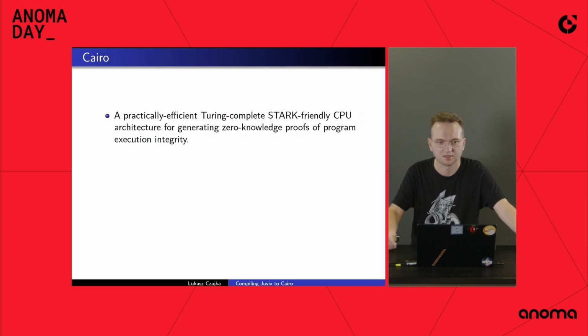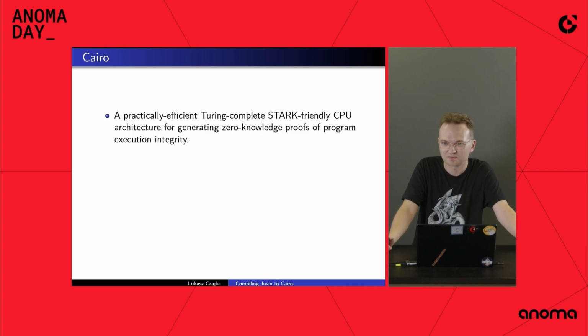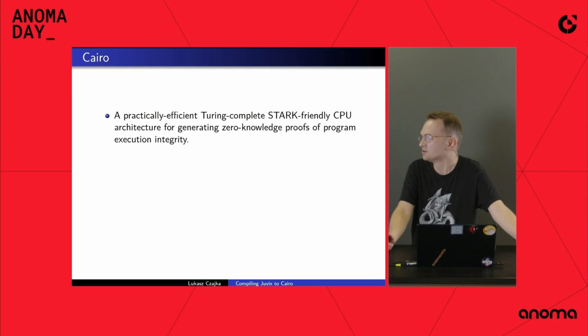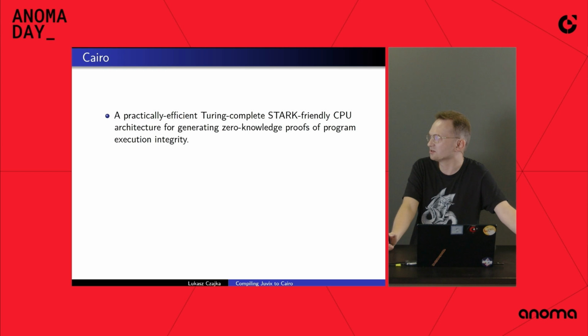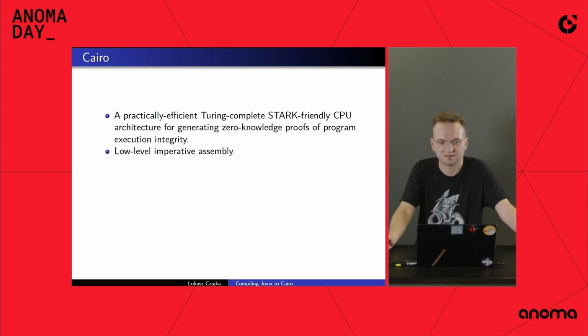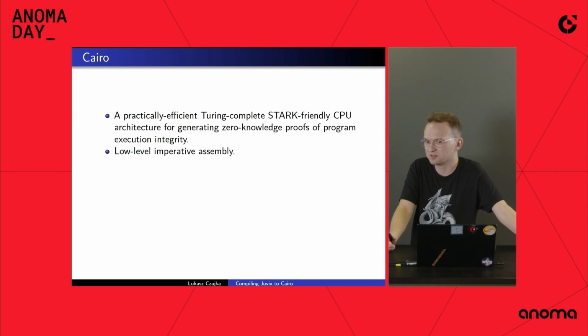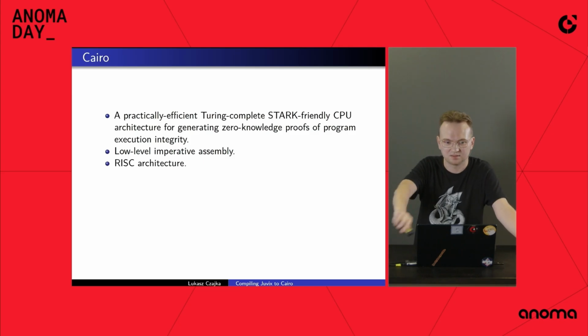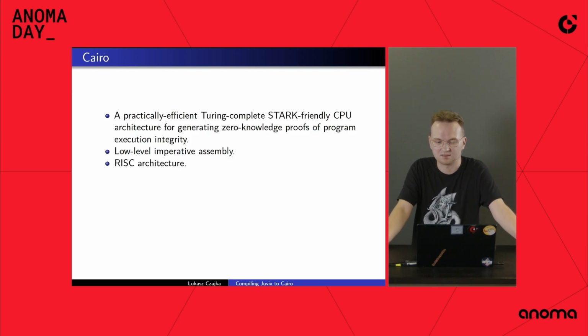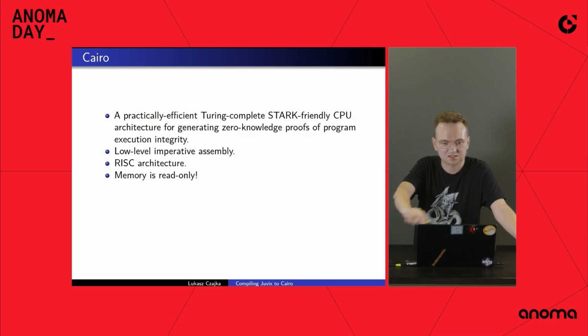All right. So now Cairo. Cairo is like a Turing-complete, Stark-friendly CPU architecture for generating zero-knowledge proofs of program execution integrity. So it is a zero-knowledge virtual machine. The language of this virtual machine is a low-level imperative assembly. Roughly, it is a reduced instruction set architecture.